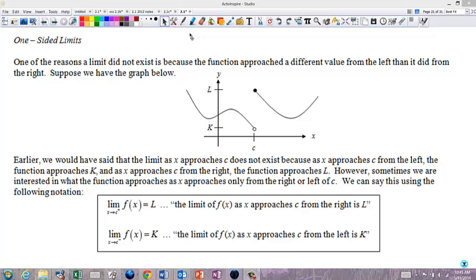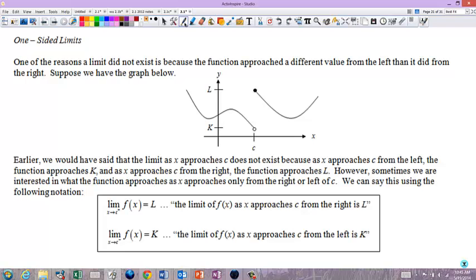Okay, this is 2.1 Part C. Now this is the last video for 2.1, and we're going to be talking about one-sided limits and a very special limit. It says one of the reasons a limit does not exist is because the function approached a different value from the left than it did from the right. Suppose we have the graph below.